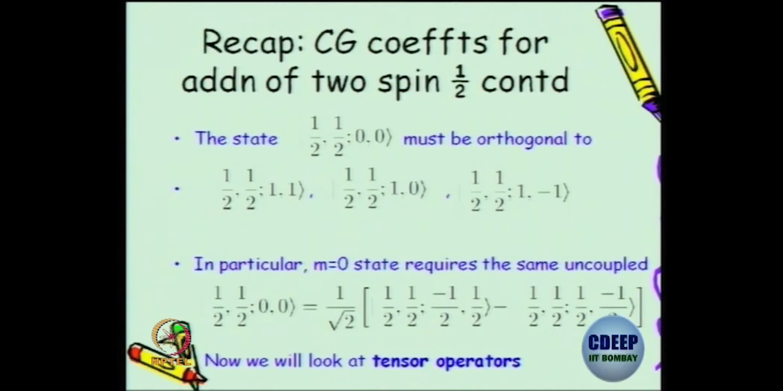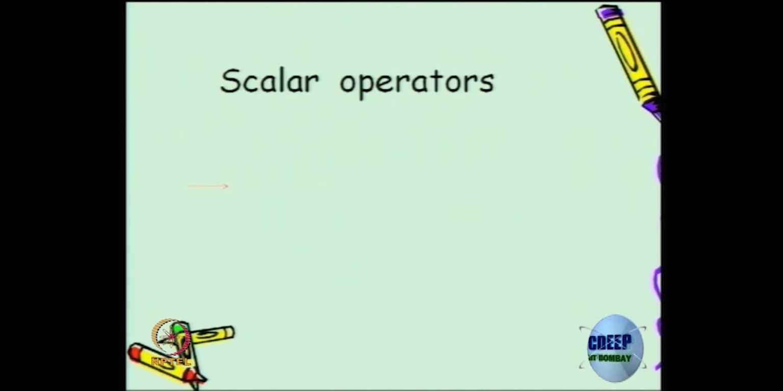Okay. So now we will take a look at tensor operators, where there is a lot of correspondence between the states and the tensor operators. Okay, so this is something which we already discussed in the last lecture.